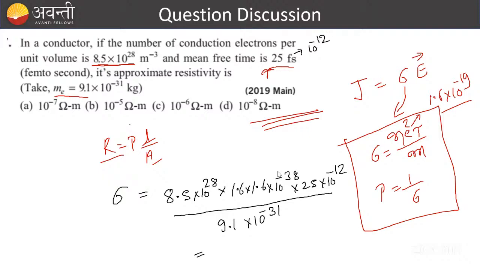Sorry, sorry. मैंने कुछ और ले लिया. Yes. Femto is 10^-15. Correct, correct. Sorry. Now, if you deal with it, thank you, Lakshmi. So 28 minus 38 minus 15, this is -25, and -31. So on the up, it will go 10^6, right?